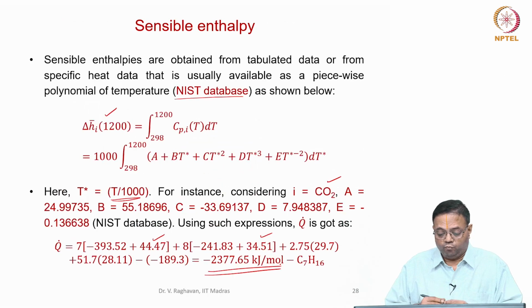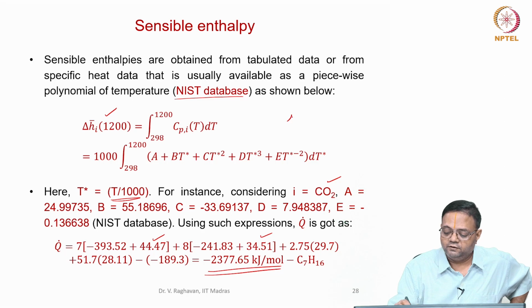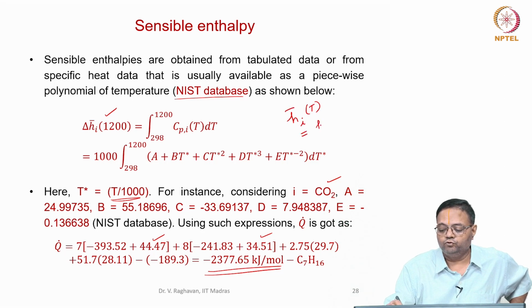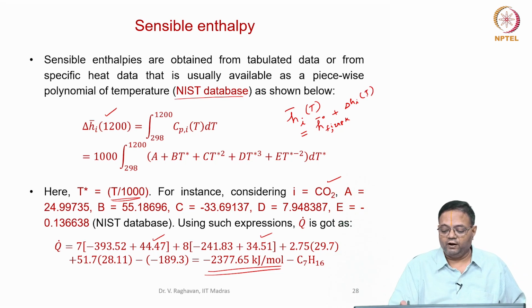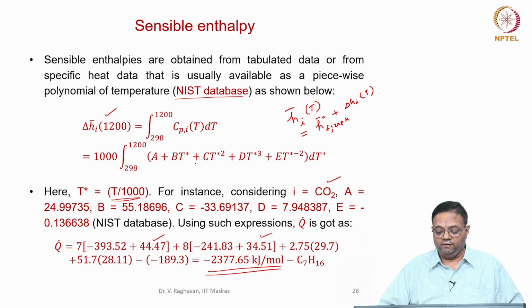So, what you have done here is basically considering, when you calculate the enthalpy of a species at a given temperature, I have used the enthalpy of formation of the species at 298 Kelvin, plus the sensible enthalpy at a particular temperature. So, that is what I have illustrated in this. For the delta H, I can use either the polynomials or some table listed values.